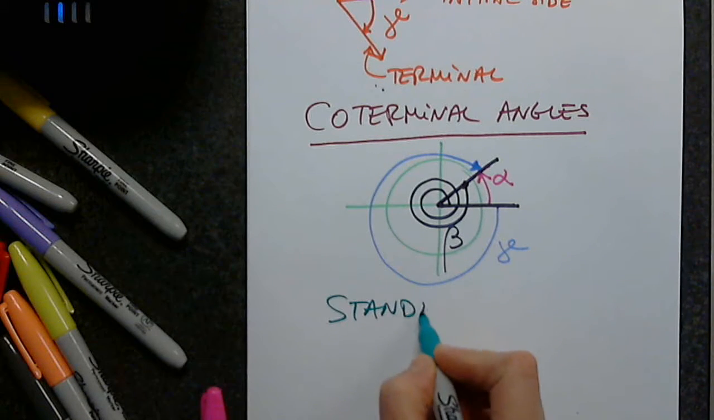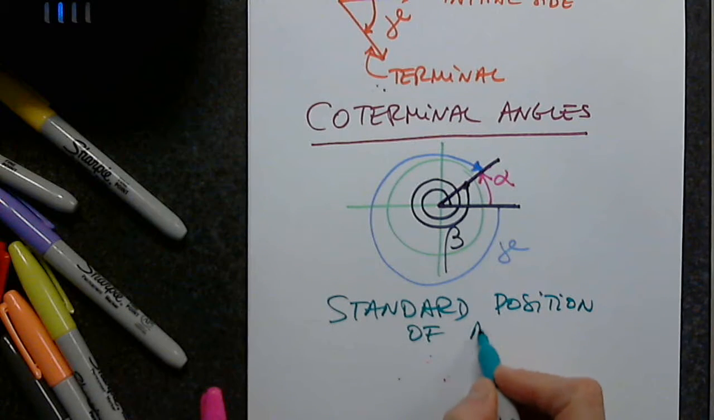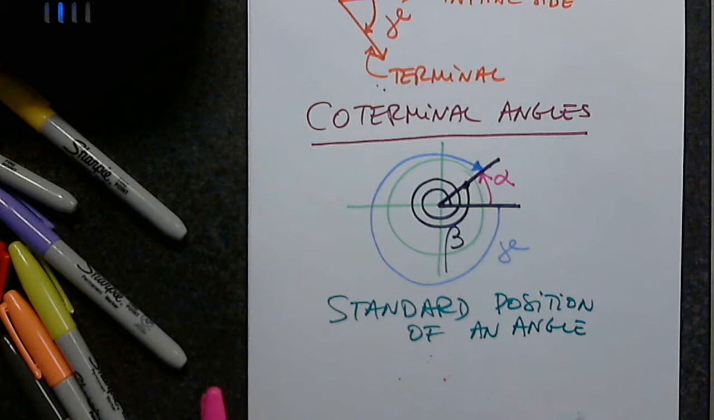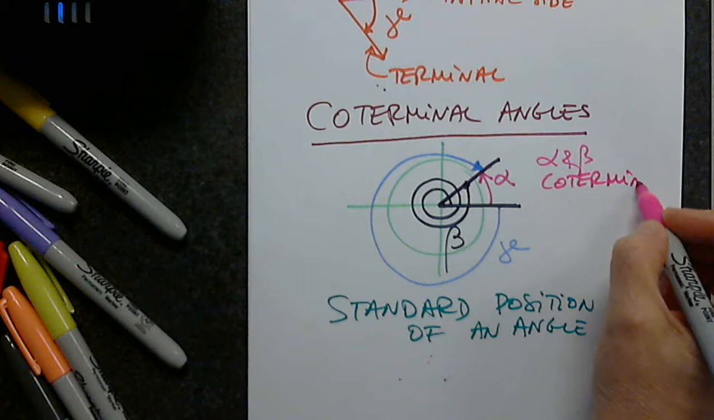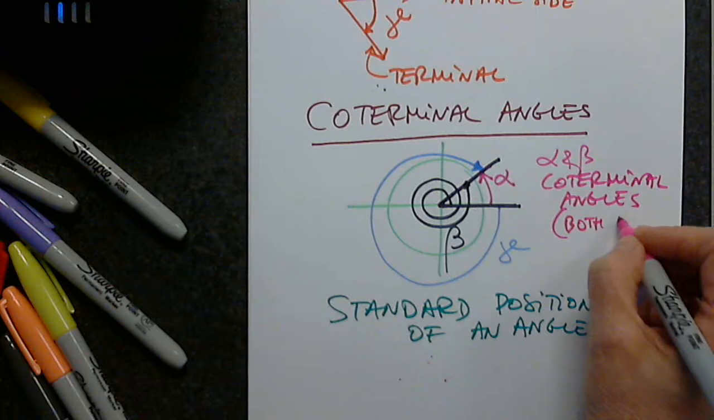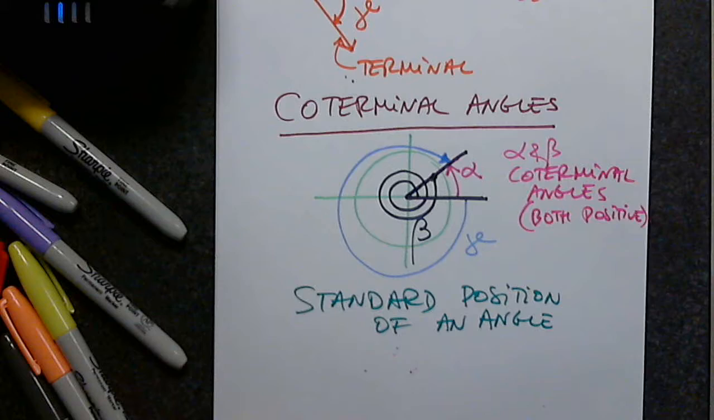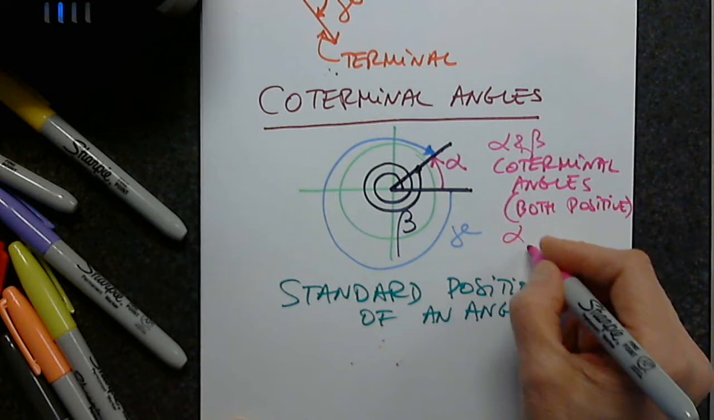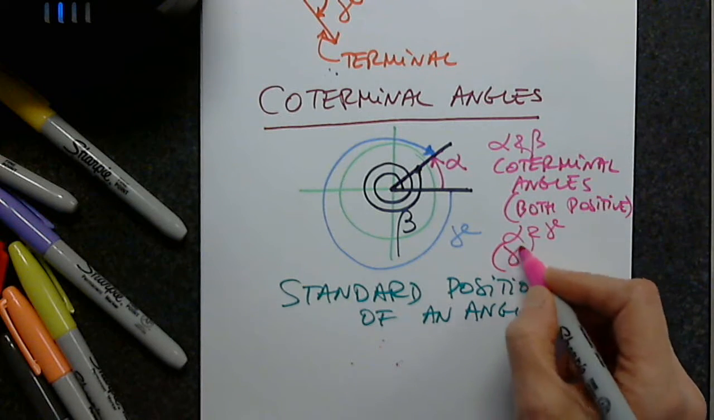Standard position of an angle. So should I write this down? I didn't write it down. Alpha and beta coterminal angles, and put in parentheses both positive, of course. I didn't put it in writing, so later on. So alpha and gamma are also coterminal, but gamma is negative.